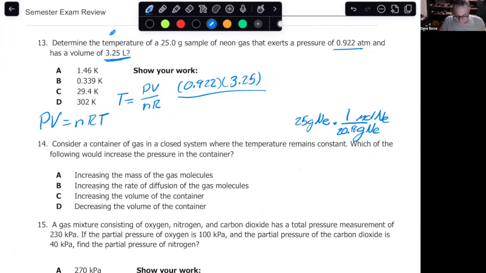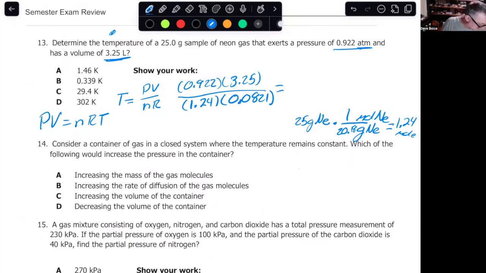So I have 25 grams. Each mole weighs 20 grams, so I'm pretty close to a mole. 1.24 moles. So let's put that in for n, 1.24. That's kind of the hard part. And then R, well, let's see, I'm dealing with atm, and on my chart, for atm, R is 0.0821. So make sure you look those up.